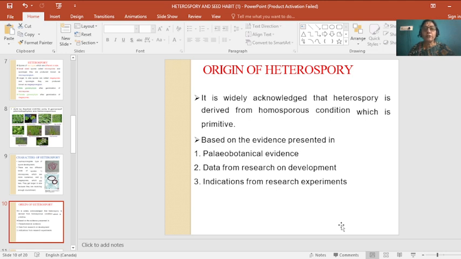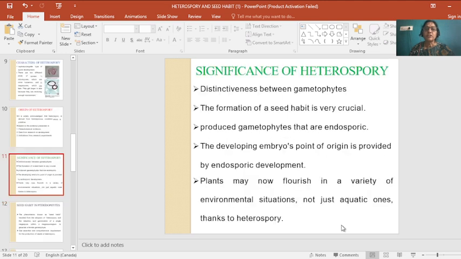Regarding the origin of heterospory, it is acknowledged that heterospory is derived from the homosporous condition, which is primitive, based on paleobotanical evidence, data from developmental research, and indications from experimental research. So, if you see the significance of heterospory, there is distinctiveness between gametophytes.